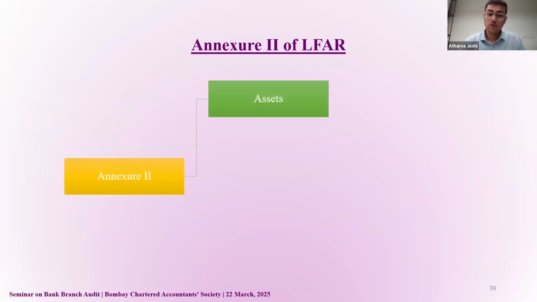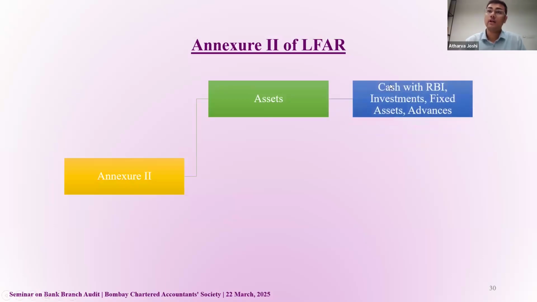So starting with Annexure 2, the first is assets. In assets, we generally have a questionnaire with regard to cash, cash with RBI, and cash with other balances. We have a complete detailed questionnaire with respect to investments, and with respect to fixed assets, whether they are properly maintained by the bank, with a fixed asset register. Next is advances. We shall discuss advances in connection with LFAR separately in the upcoming slides.